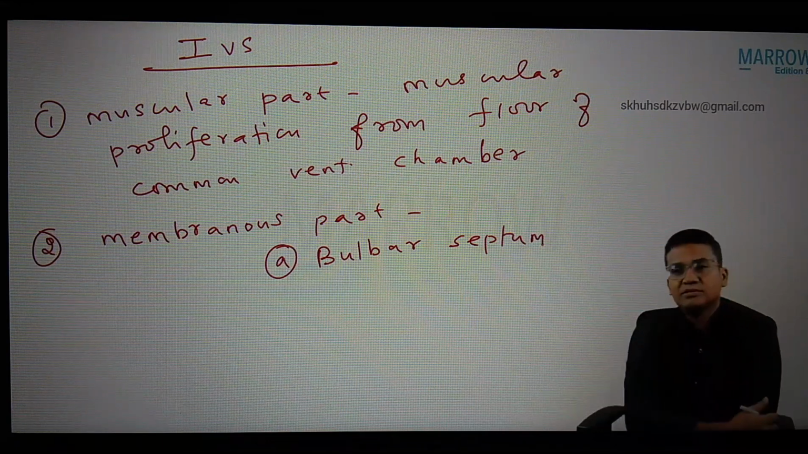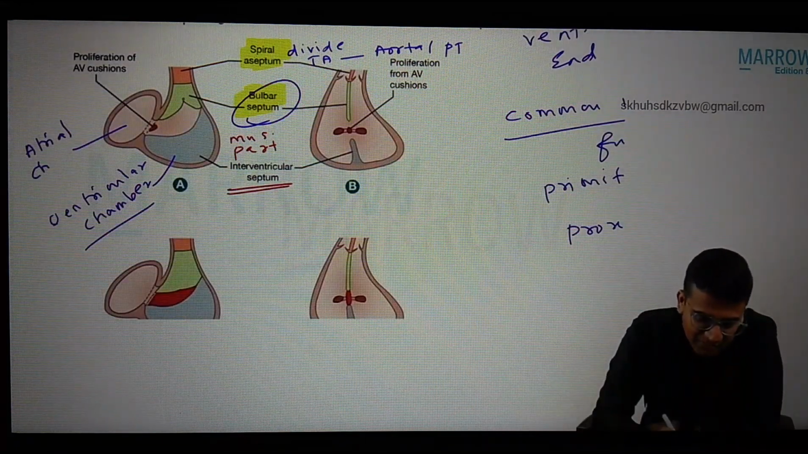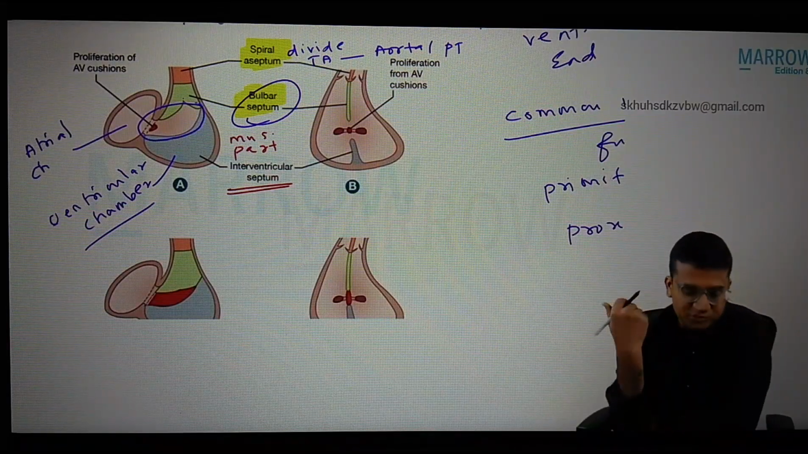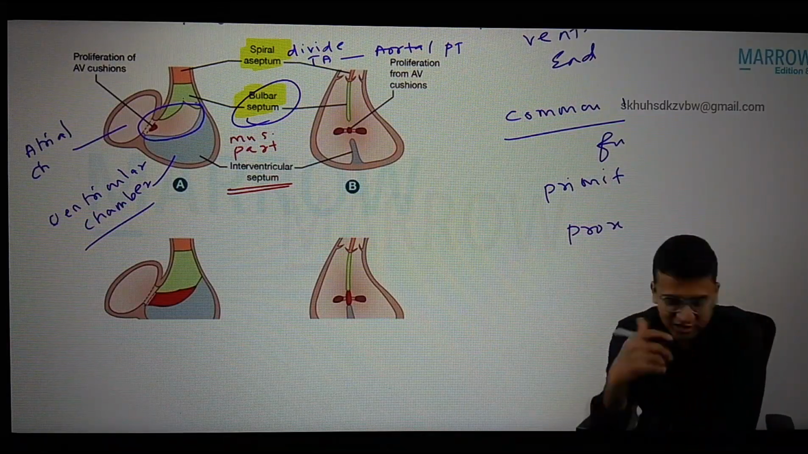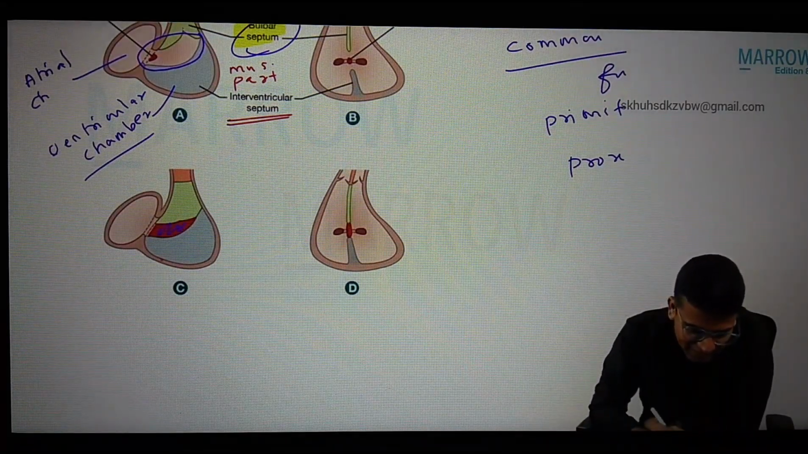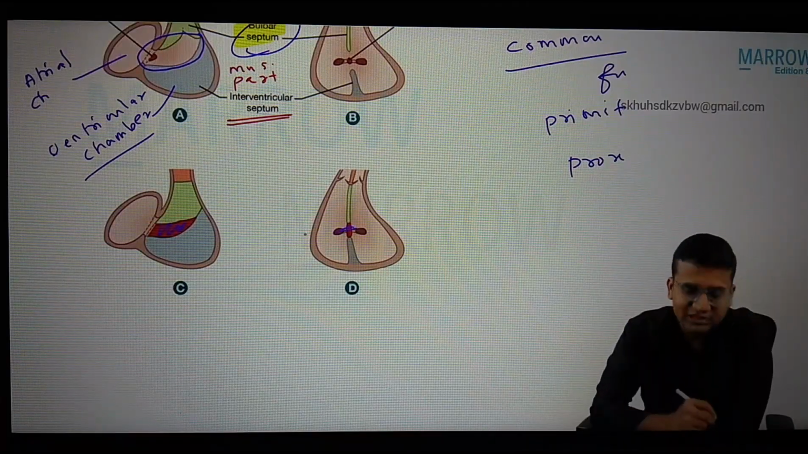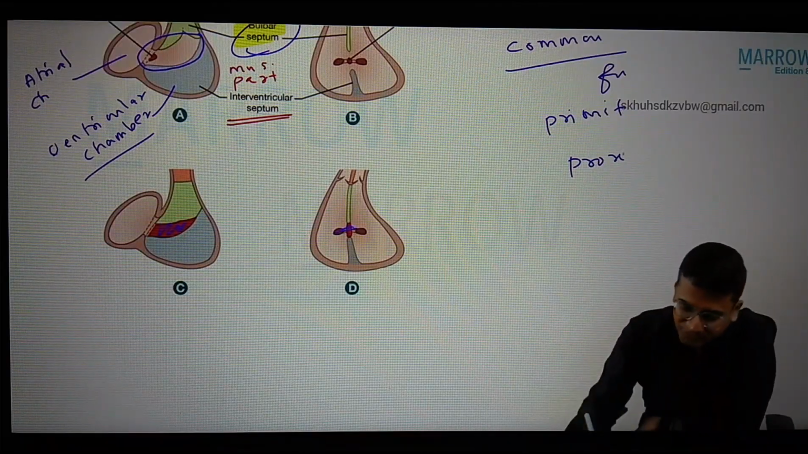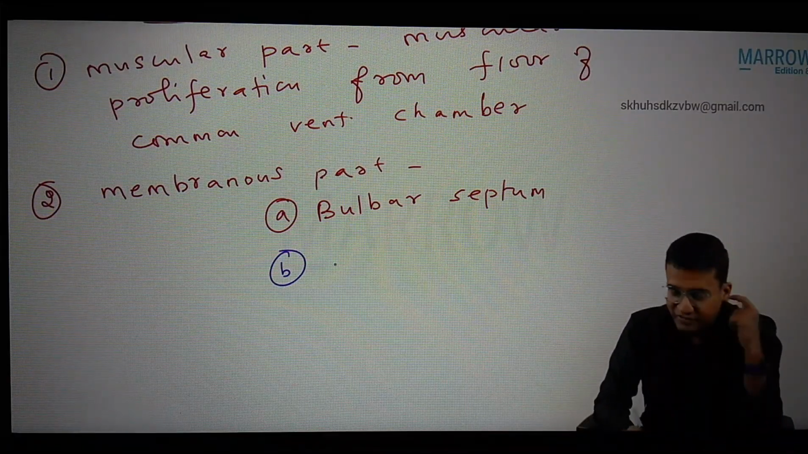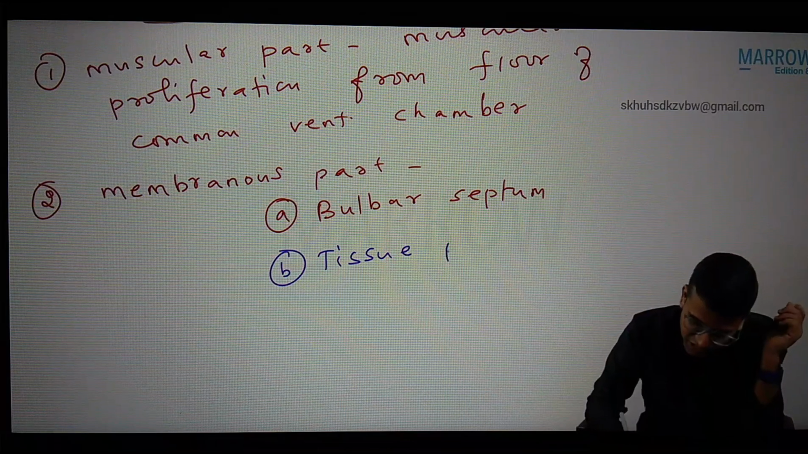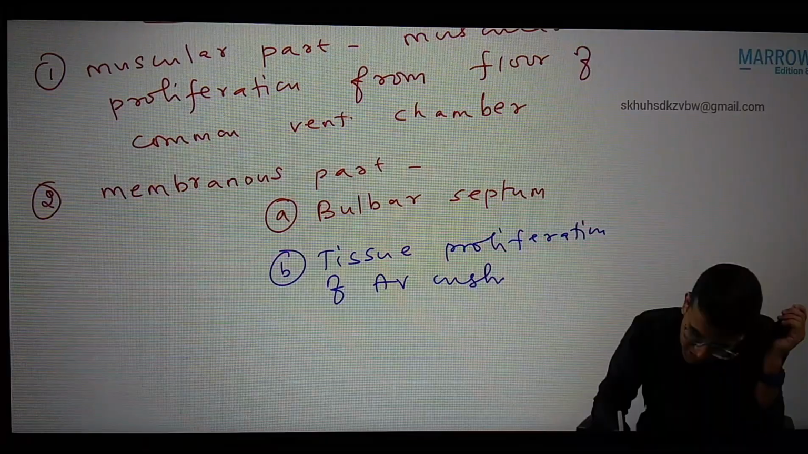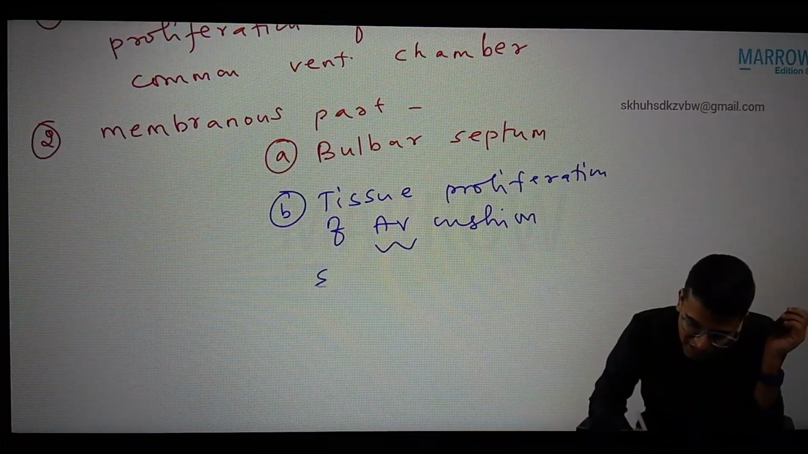But still, we see a gap between the bulbar septum and the muscular part. This gap is filled by tissue proliferation from the AV cushion, and thereby completes the interventricular septum formation. So the membranous part also comes from tissue proliferation from the AV cushion. The AV cushion, I told you already, is also known as the endocardial cushion.